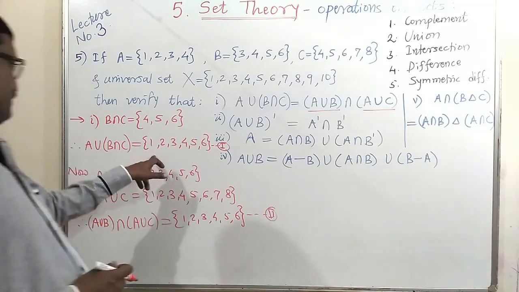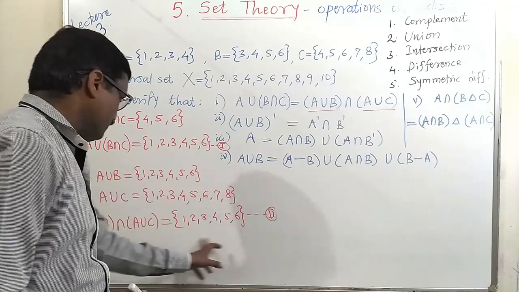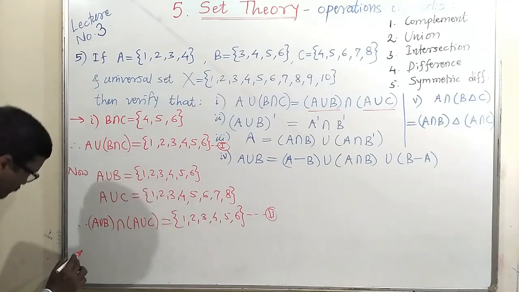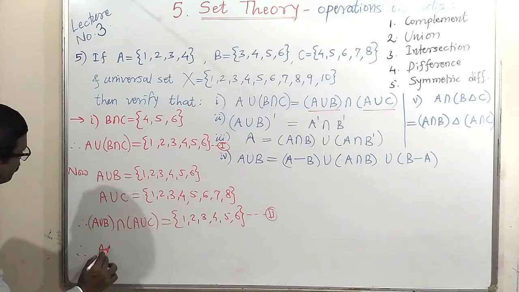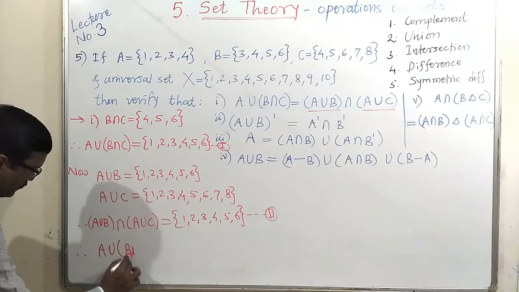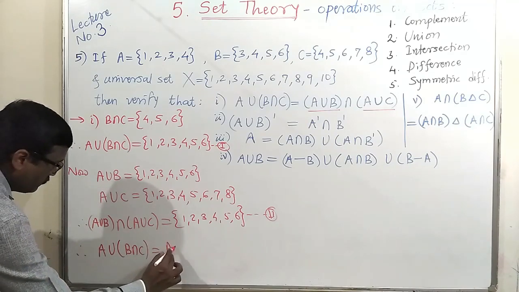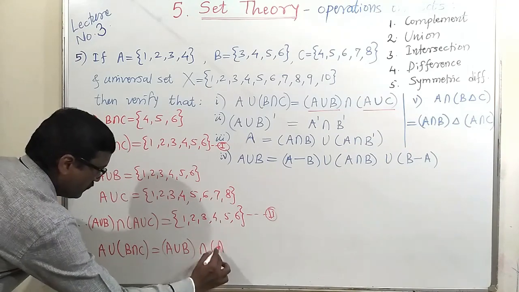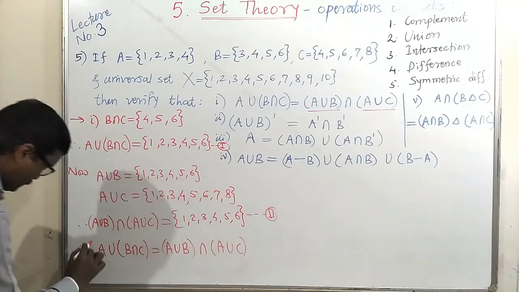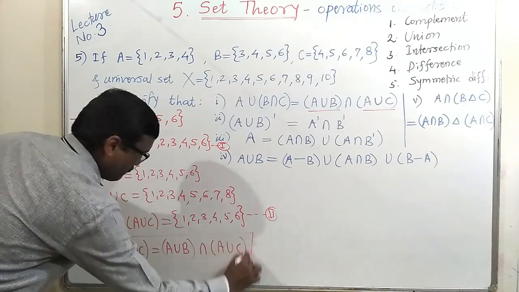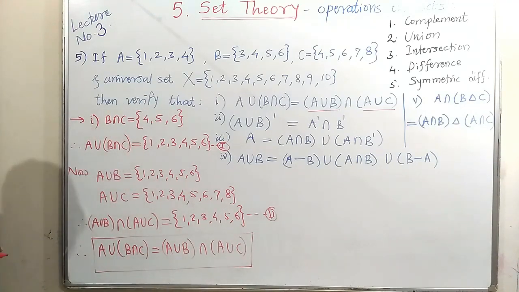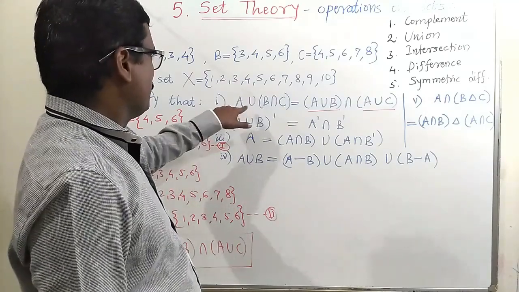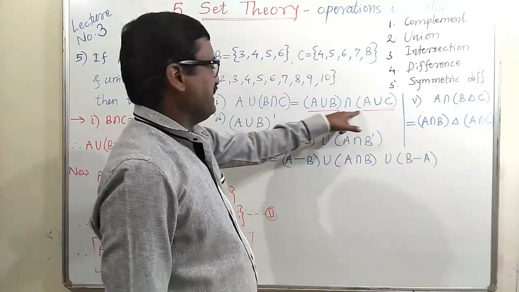So in equation first, the elements are 1 to 6. In equation second, elements are 1 to 6. So these sets are equal sets. Therefore, A union B intersection C is equal to A union B intersection A union C. This is nothing but the verification of the distributive law. This is one of the tools, distributive laws. Union is distributive over intersection.